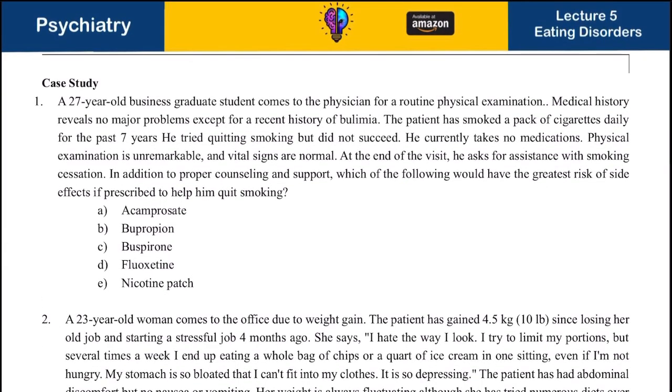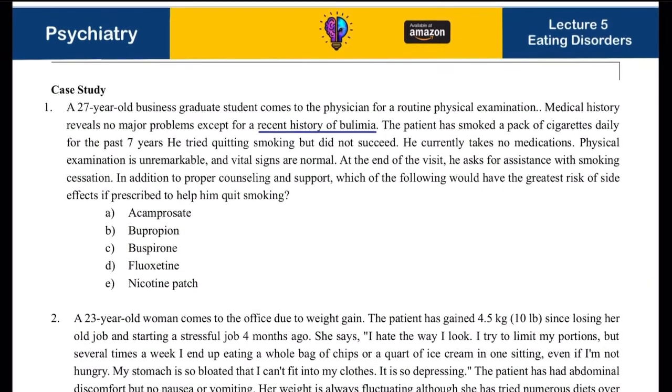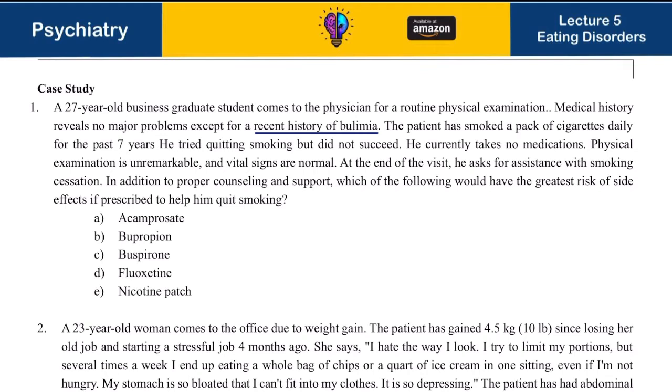Let's start the case study. A 27-year-old business graduate student comes to the physician for a routine physical examination. Medical history reveals no problems except for a recent history of bulimia. The patient has smoked a pack of cigarettes daily for the past 7 years. He tried quitting smoking but did not succeed. He is not on any medication. At the end of the visit, he asks for assistance with smoking cessation. In addition to counseling, which of the following would have the greater risk of side effects if prescribed to help him quit smoking?